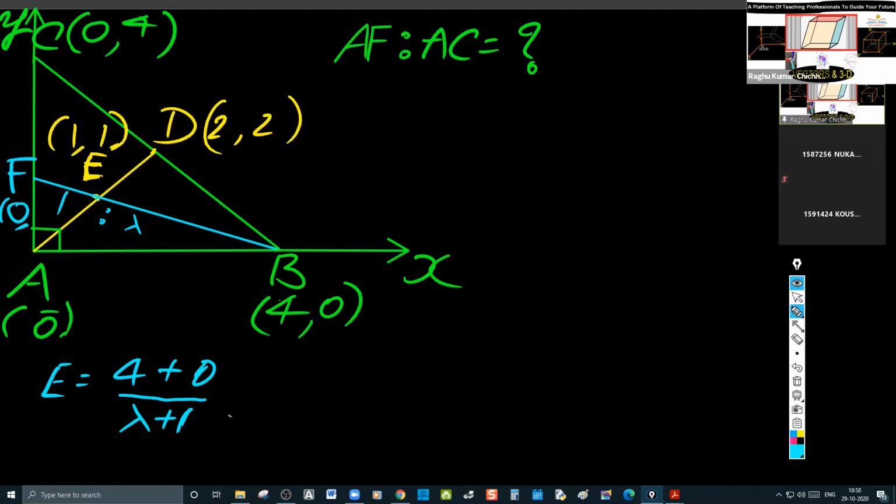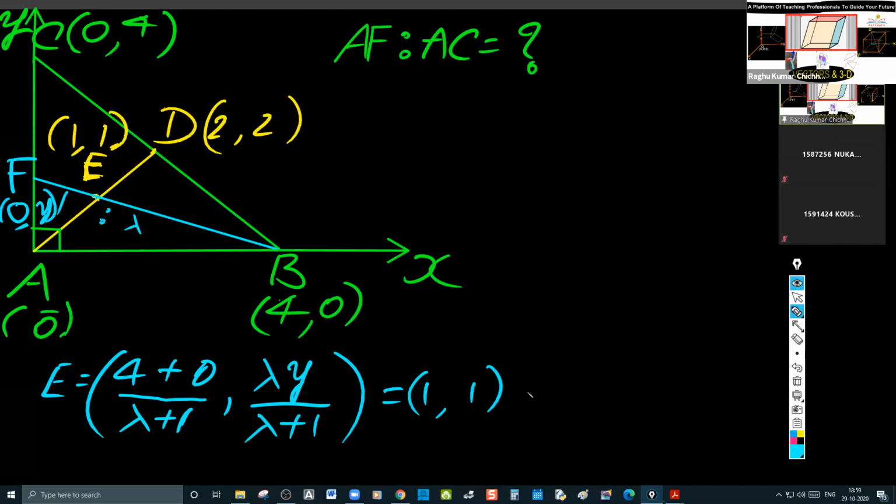This y coordinate we don't know. Let it be y, please. Come on, tell me y now. This is 1 into 0, 0 plus lambda y, divided by lambda plus 1, is the coordinates of E, but E we know it is 1 comma 1. Implies lambda plus 1 is equal to, cross multiply this, lambda plus 1 is equal to 4 and lambda is equal to 3. Lambda is equal to 3, you substitute it here. 3y divided by 3 plus 1, 4, must be equal to 1, and thereby y is equal to 4 by 3.